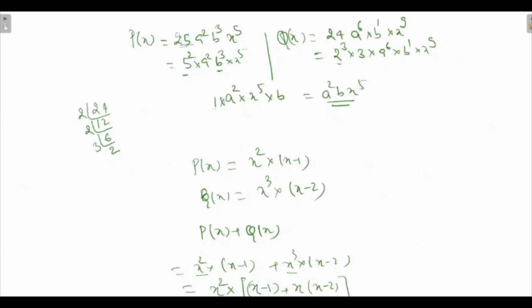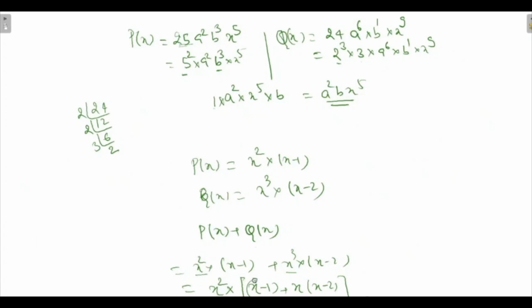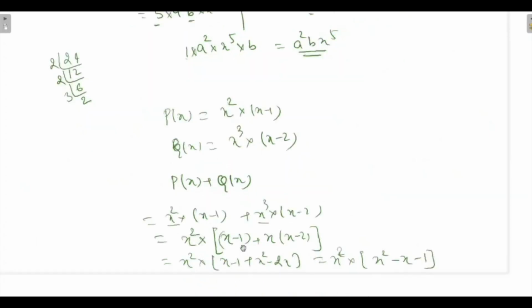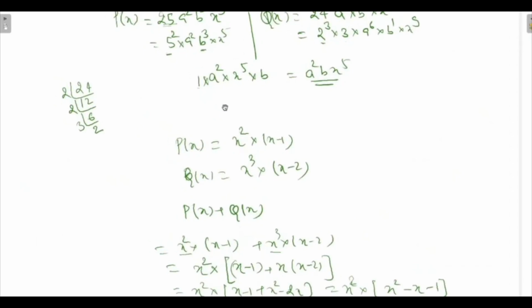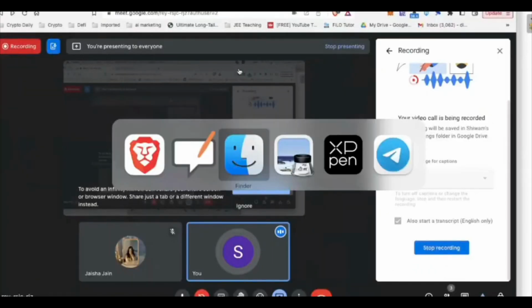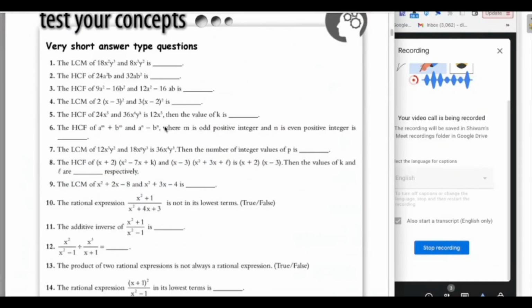So this is what we were trying to understand more from the HCF perspective, but it is going to be used to solve some expressions which you come across later. All right, so this is what HCF was. Let's do some examples from the book also. Check this one: the HCF of 24a square b and 32ab square.